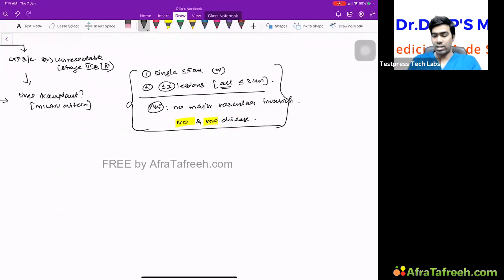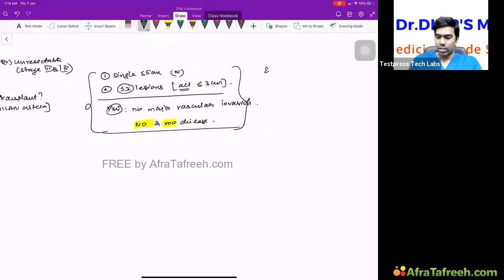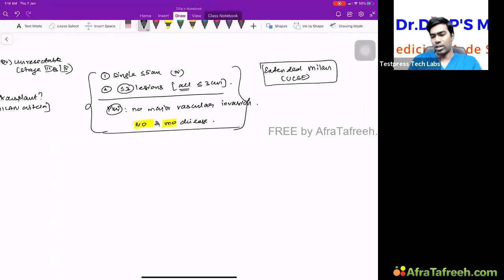Then we have many other criteria, like the extended Milan criteria. This is also referred to as the UCSF criteria. That is the extended Milan criteria.